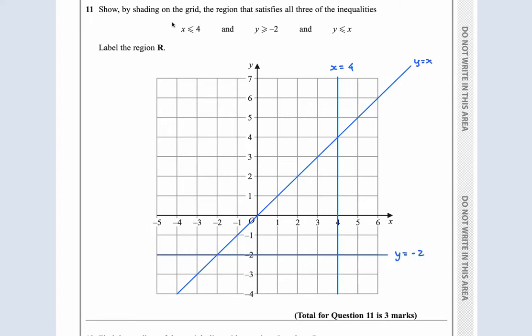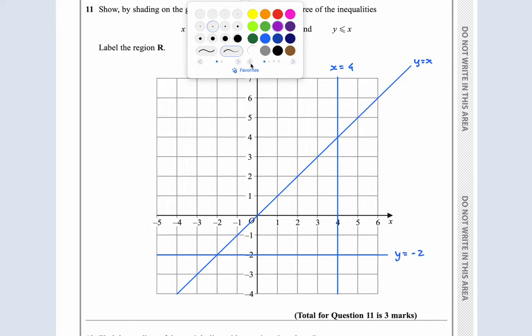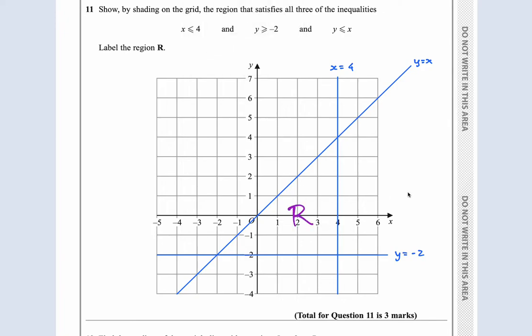Now he says, shade the region that satisfies them all. So x has to be less than 4. So it's going to be over this side. It has to be greater than negative 2. So it has to be above this line. And y has to be less than x. So it has to be down here. So this is the region, and we are gonna call it R, because he's asked me to call it R. Let me just make this a bit thicker. Okay, there we go. That is the region R.